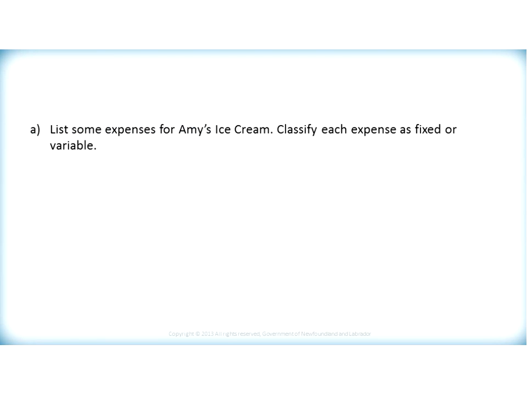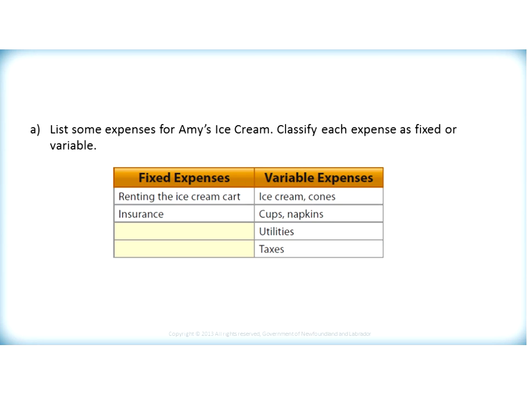So we're going to list some expenses for Amy's ice cream, and we're going to classify each expense as fixed or variable. Here are some that we were able to come up with. Fixed expenses include renting the ice cream cart. Every month that she owns the cart, she uses the cart, she's going to have to pay rent on it, and that's a regular occurrence. And she's also going to have to pay insurance on her cart regularly.